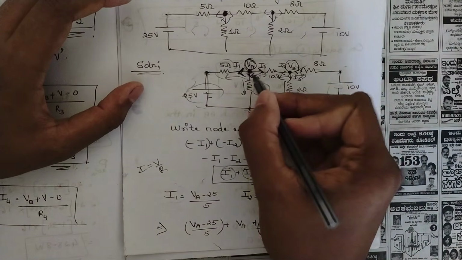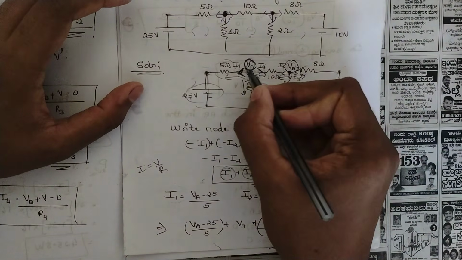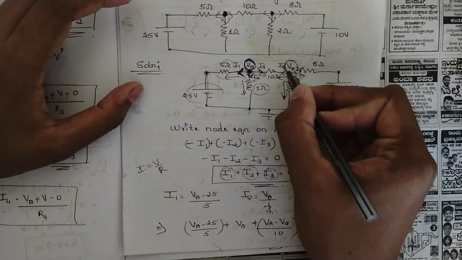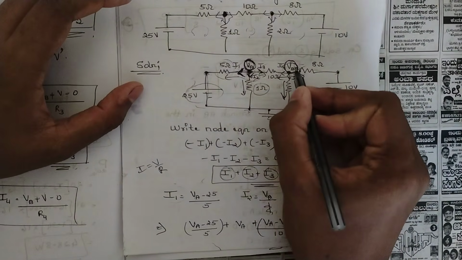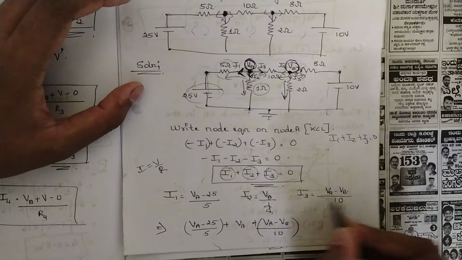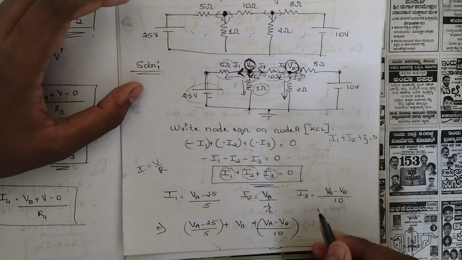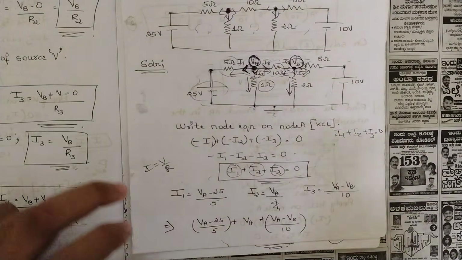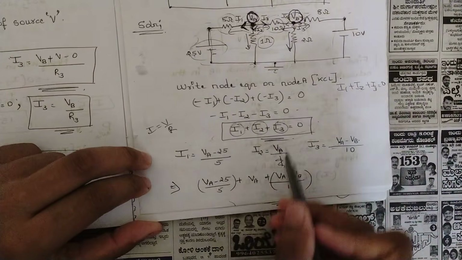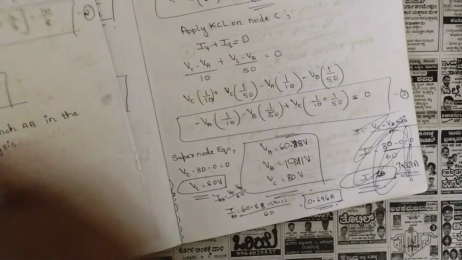Similarly I3, from here till here, that is VA minus VB, because from here to here we have two voltage sources, one is VA and the other VB. So VA minus VB divided by the one resistance in this branch, that is 10 ohm. Like this we found the values of I1, I2, I3. Then substitute the values of I1, I2, I3 in this equation here. I have substituted here. Then nothing much to do, simplify.